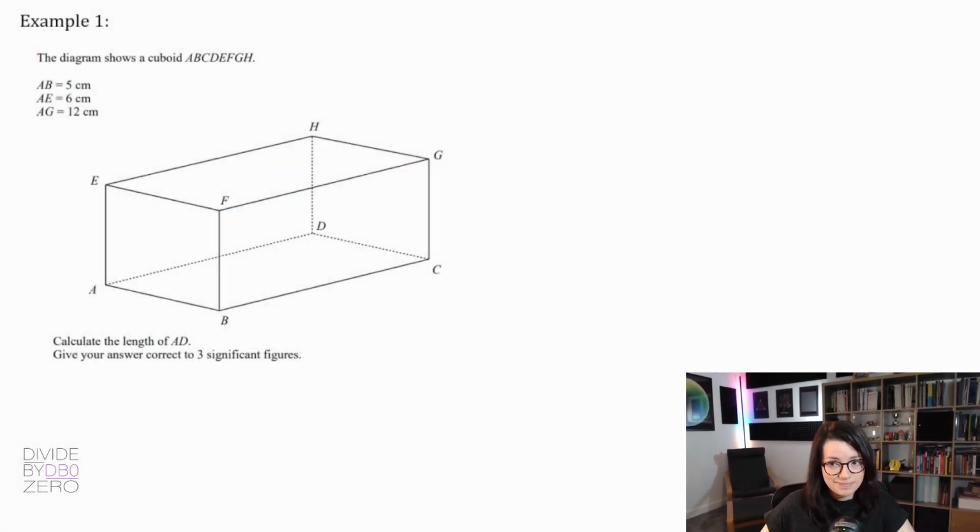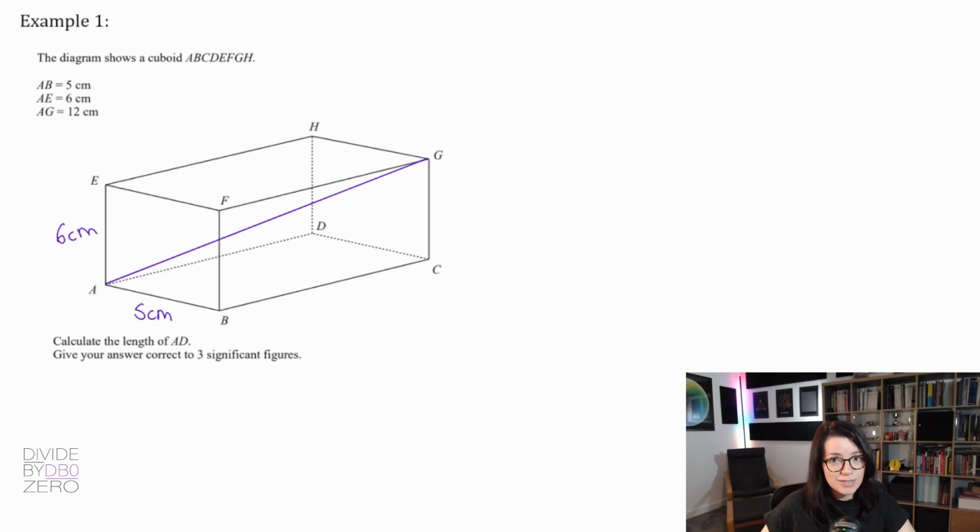Example 1. We've got a diagram showing a cuboid ABCDEFGH. AB is 5 centimeters, so I'm going to pop that on the diagram. AE is 6 centimeters, and AG is 12 centimeters. AG is actually the diagonal length that goes all the way across the cuboid inside it.